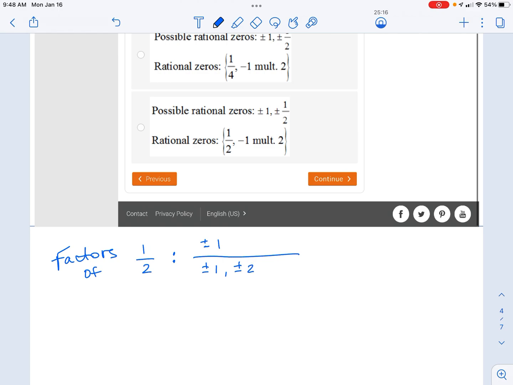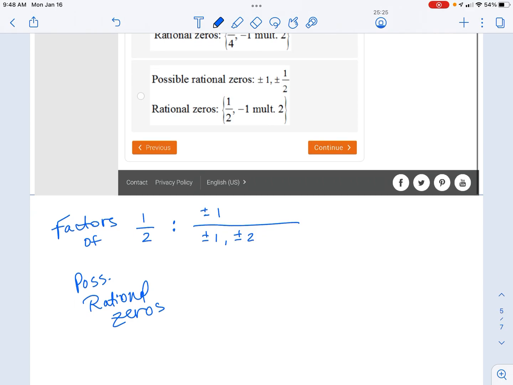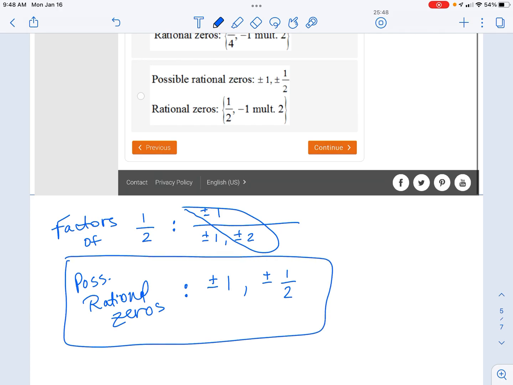So let's put each one of these over top to find the possible rational zeros. We had to put that 1 on the top, on top of each one of the terms on the bottom. So the first one would be plus or minus 1 over 1, so we'll just leave that as plus or minus 1. The second set would be taking that plus or minus 1 and putting it over the 2. So we would have plus or minus 1/2. Okay, so those would be our possible rational zeros right here.